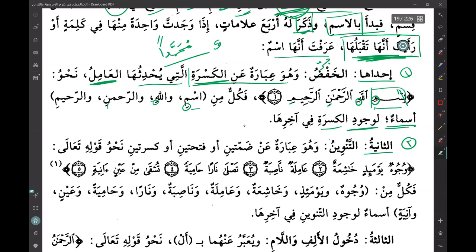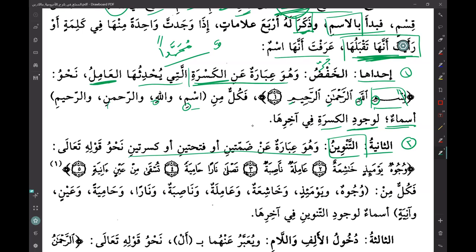The second one is what? Tanween. Look at what it says about tanween. It says, huwa ibaratun an dammatain aw fatatain aw kasratain. Very, very simple, like beginner 101, an extremely simple, naive definition of tanween. When you study Alfiyyah ibn Malik, inshallah, one of these days, you will see how much you have to know about tanween. It has many different kinds. As far as I know, there are four major categories of tanween, and then two other types. And some of those tanween can come in verbs. So it gets complicated, right?